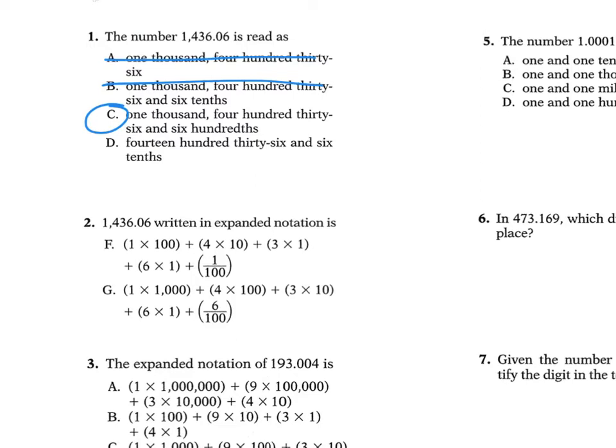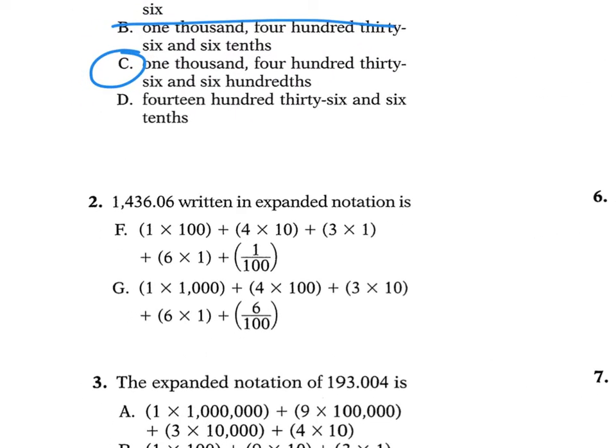Next, we can write this in expanded notation. Remember, each number needs to be expressed in our expanded notation. So our 1 is in the thousandths place, so we can cancel out F, and then we're left with G. So we would have 1/1000 plus 4 times 100 plus 3 times 10 plus 6 times 1 plus 6/100ths. So that would be G.